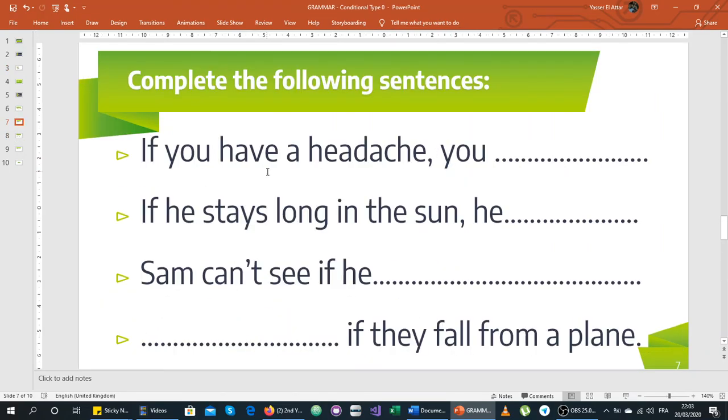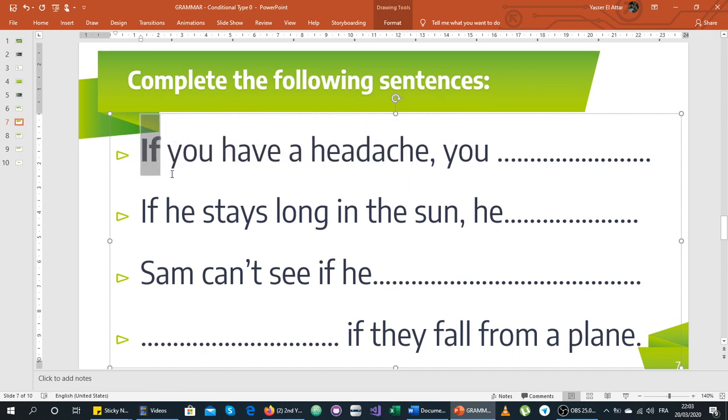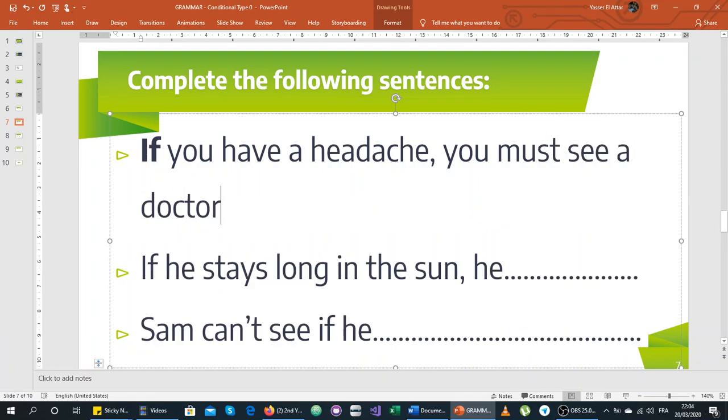Okay, so if you have a headache, this one is the if clause because it starts with if. It has an if here. This is the subject and this is the verb in the present. For example, one of your colleagues, one of your classmates, I think someone said, if you have a headache, you must see a doctor, for example. Okay, you must see a doctor.